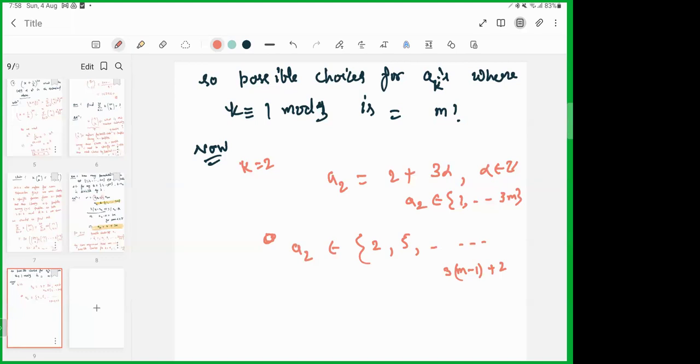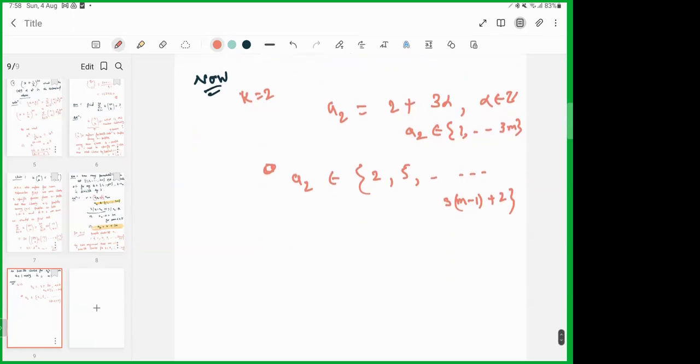So is this count again equal to m? Yes, it's correct. Good.